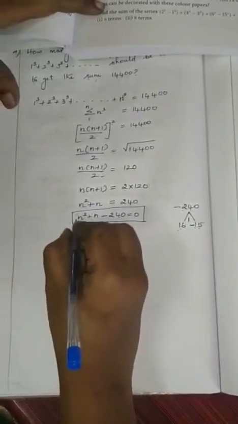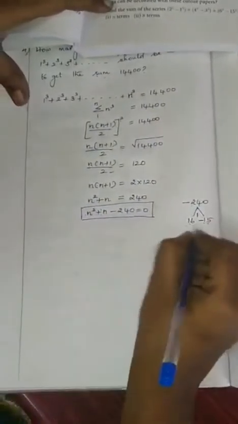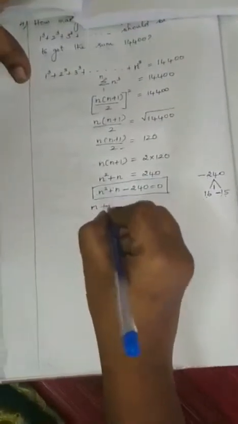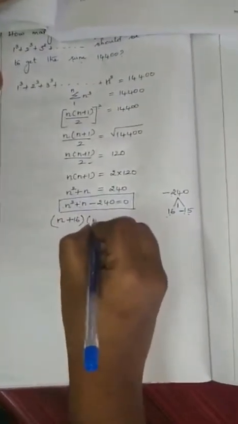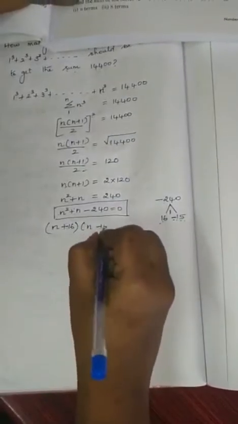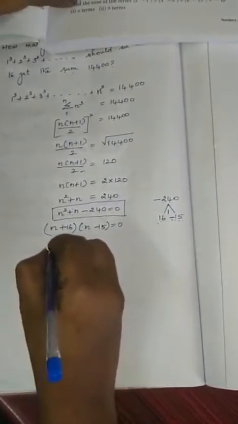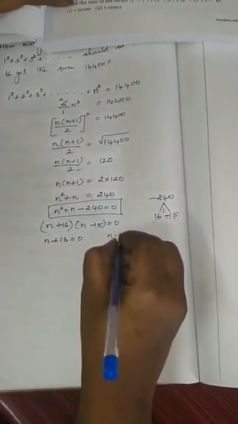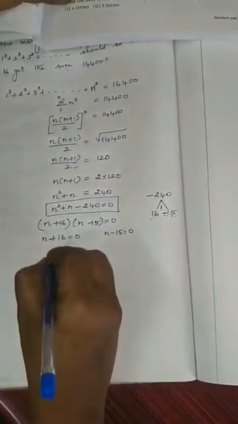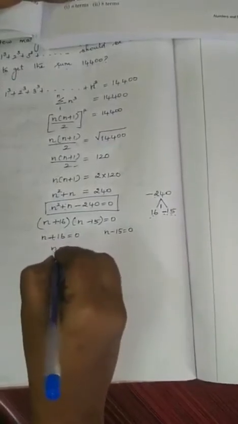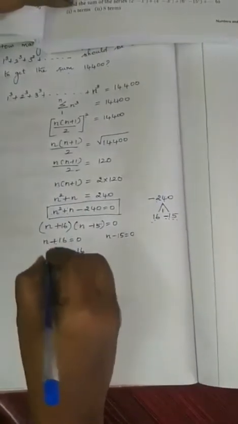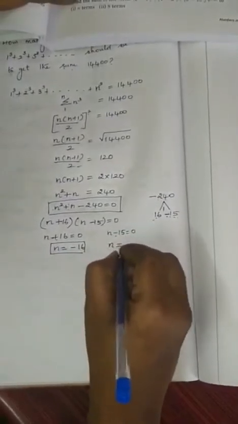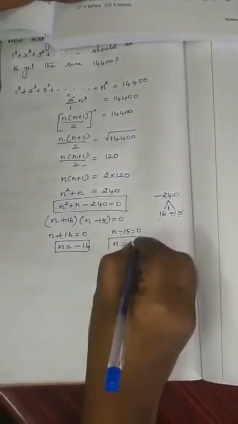As the coefficient of n square is 1, you can directly write the factors: n plus 16 into n minus 15 is equal to 0. Now separate and equate to 0. n plus 16 is equal to 0, n minus 15 is equal to 0. Now take this plus 15 to the other side, you will get n is equal to minus 16. Now take this minus 15 to the other side, n is equal to plus 15.